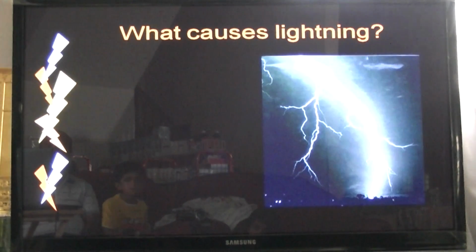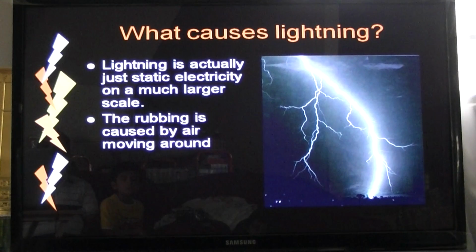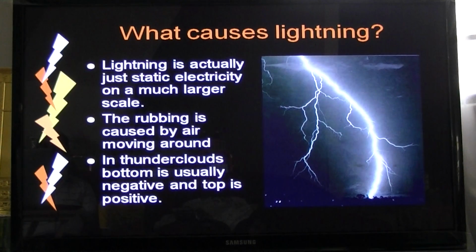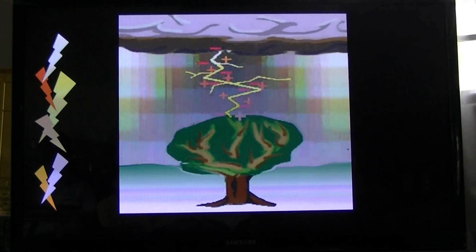What causes lightning? Lightning actually is just static electricity on a much larger scale. Rubbing is caused by air moving around. The thundercloud's bottom is usually negative and the top is positive. Here's our example. See the discharge of electricity.